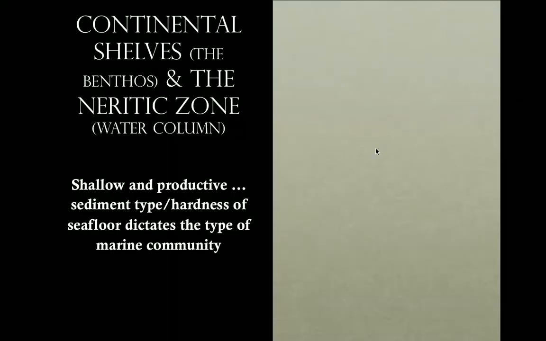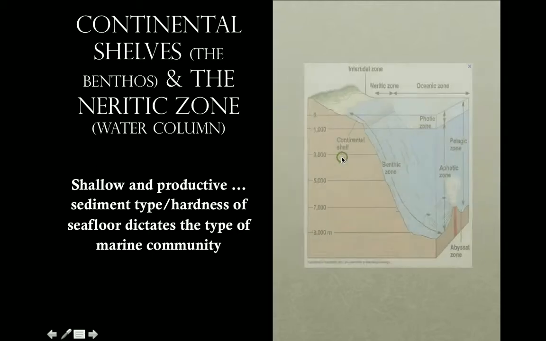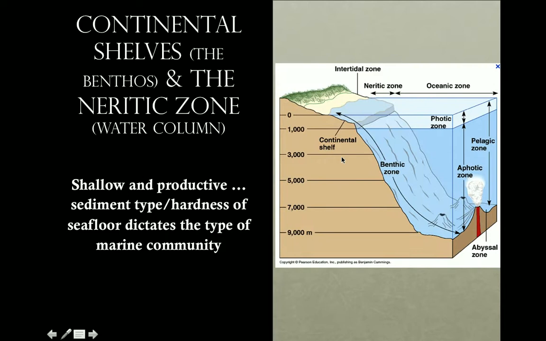Okay, so somebody's got to do the continental shelves and the neritic zone. And so I'm interested here in both the benthos, that's the bottom, and the water column. So the continental shelves are tremendously productive areas.